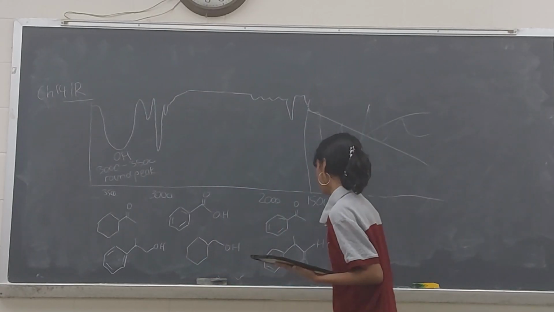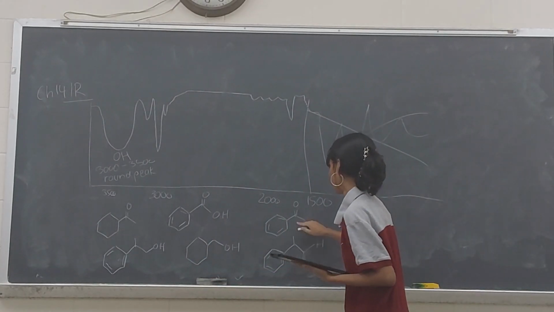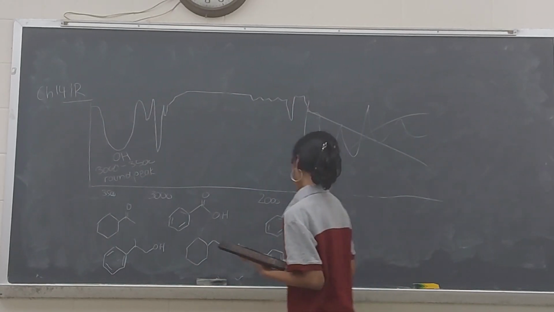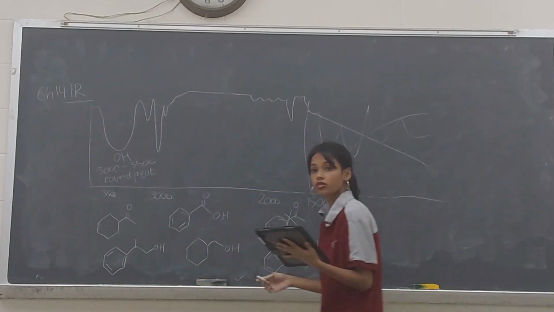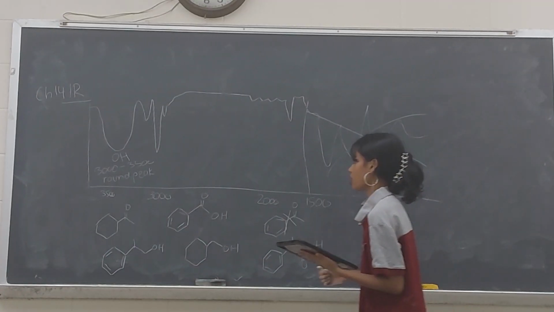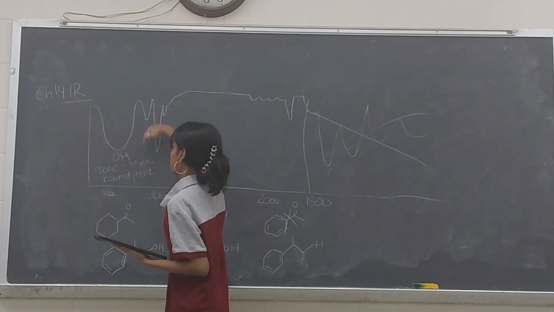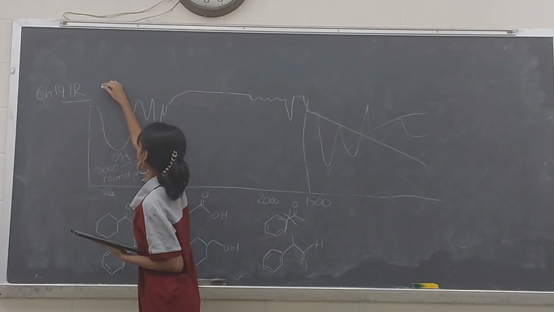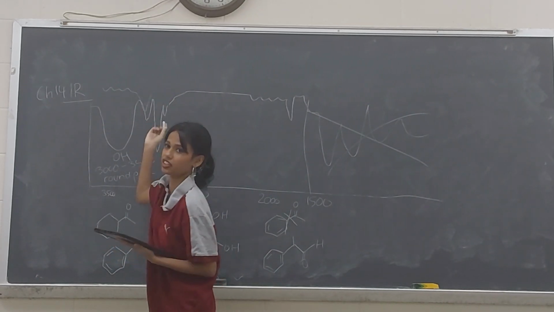So immediately we can cross out some, right? So this one doesn't have an OH. Wait, so that means that between 3,000 and 3,500, you're always gonna have an OH? If you see a big peak like this, if it was like this, then no.